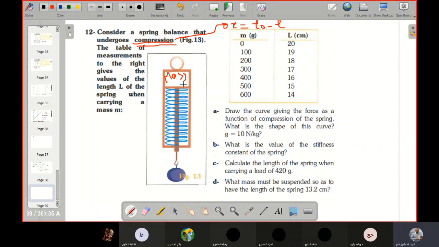We took an example about elongation, we talked about elongation. In this example we are going to exercise compression. Okay, continue, Esraa. Draw the curve giving the force as a function of the compression of the spring. What is the shape of the curve? g equal 10 Newton per kilogram. The same steps as in exercise 11.